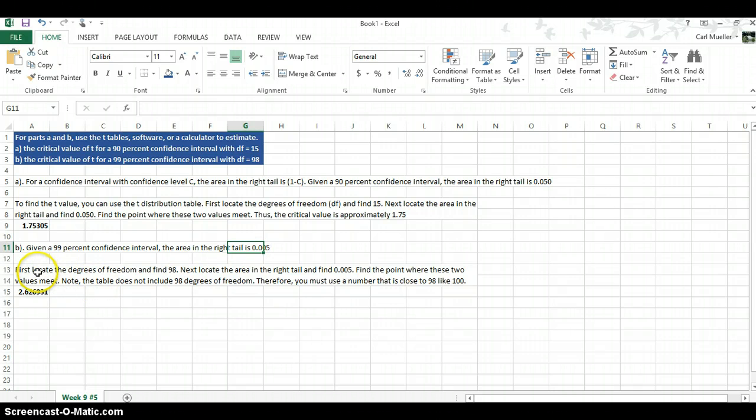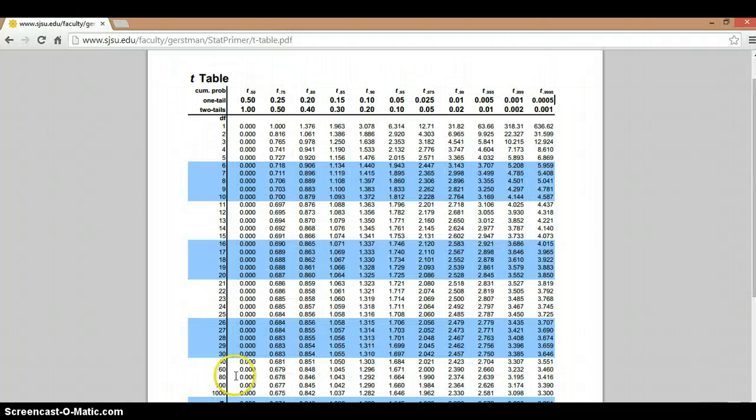In terms of the table, same as before, locate the degrees of freedom and find 98. But it's key that you may not have some values on the t-distribution table, such as 98. So we have to use the value that's closest, which is 100. In Excel, the TINV function is 0.01, you can see up here, and then 98 degrees of freedom, at 2.63.